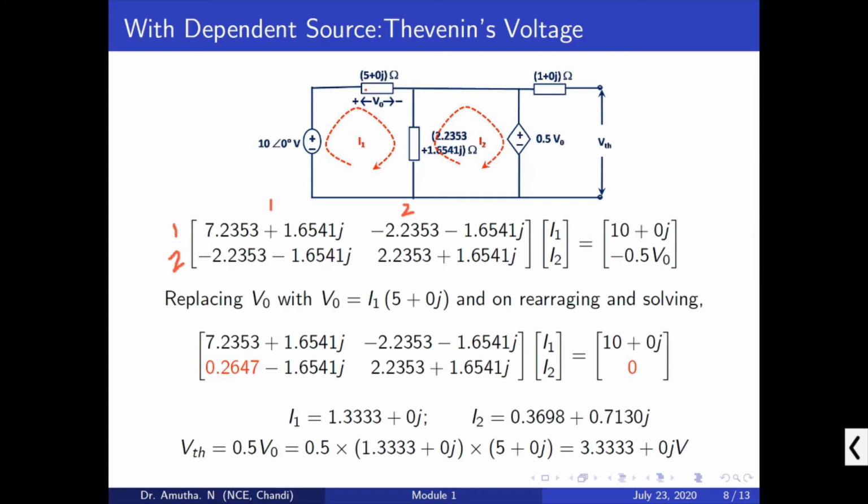While considering the first loop, I1, what are the impedances it is coming across? This 5 plus 0j and this 2.2353 plus 1.6541j. So we have to add these two impedances and then represent it. 5 plus 2.2353 is 7.2353 plus the imaginary part. This entry relates to the loop current I1. Next it is 1 and 2.